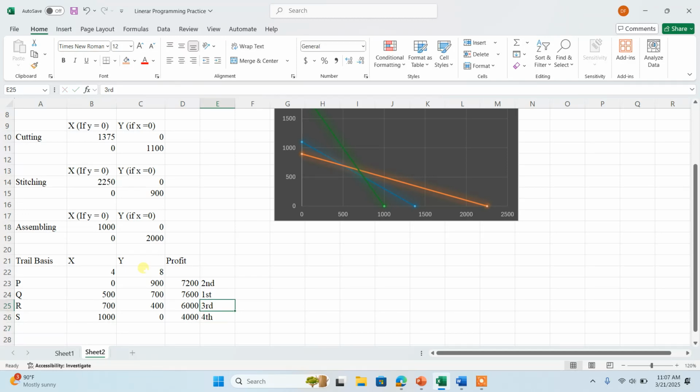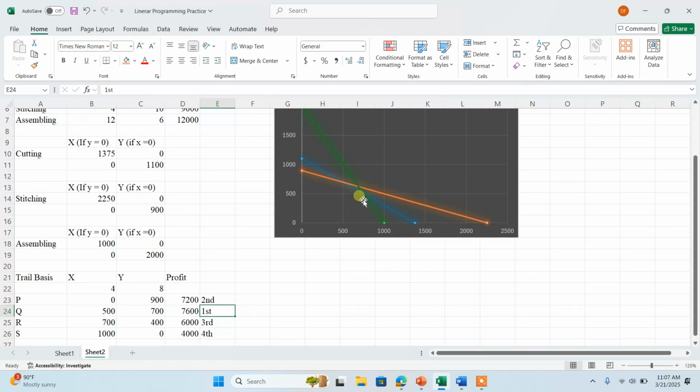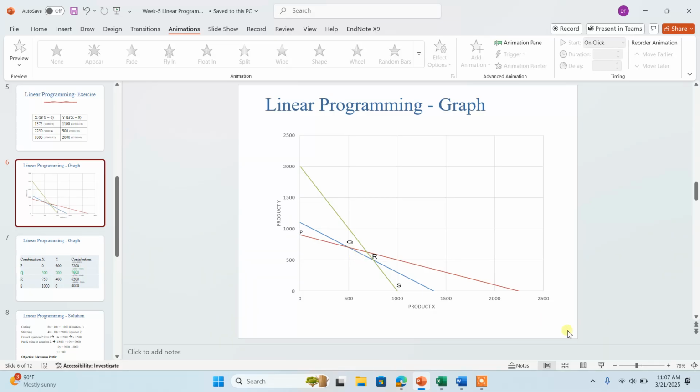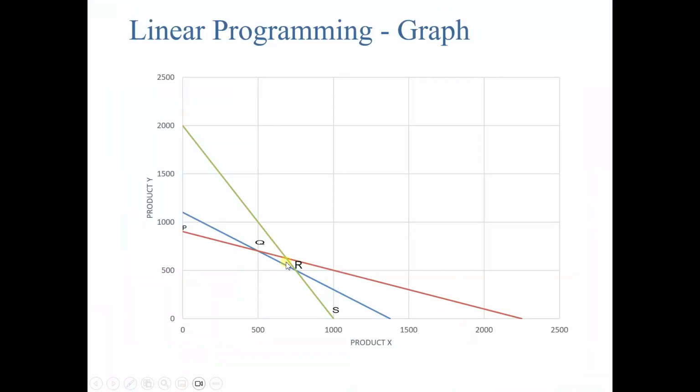So my dear, from the graphical presentation we come to know that this is the good combination. If you want to earn a maximum profit within the given constraints of all the three departments, you can see that this is the combination. So this is the best combination.